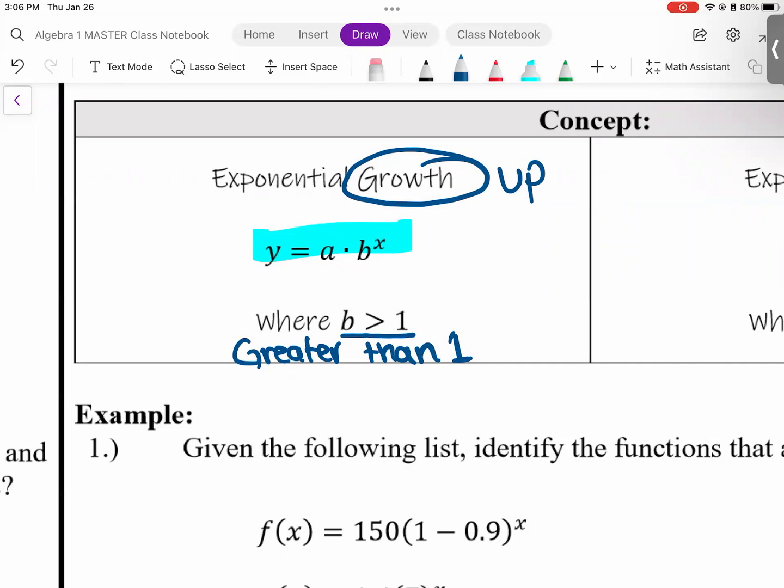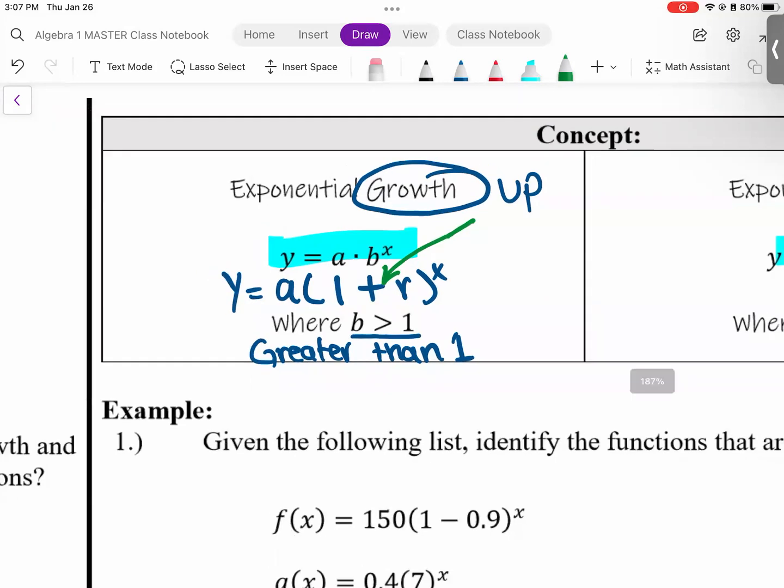Another way to see exponential growth is to see it in an exponential model. So for example, if you see y equals a(1 plus r) to the power of x, as soon as you see that plus, that also means that it's growth. All right. So otra forma de ver esta ecuación es usando el modelo. Si tiene un más, significa que también es exponencial para crecer. All right. So again, summary, 2 things. How do I know that it's growth? B has to be greater than 1, or I need to see a plus symbol.